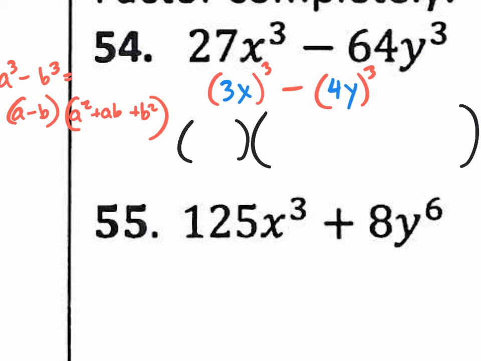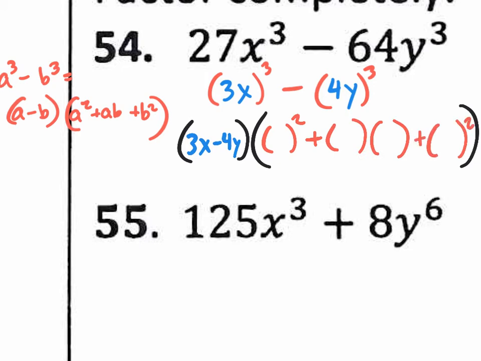Now the binomial is really simple. You just rewrite it without the cubes. That'll be 3x minus 4y. The trinomial, that's where you should use parentheses, where you have a squared plus a times b plus b squared, right? So our a value we said was 3x. Our b value is 4y.